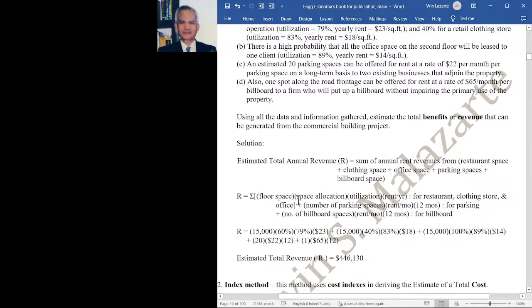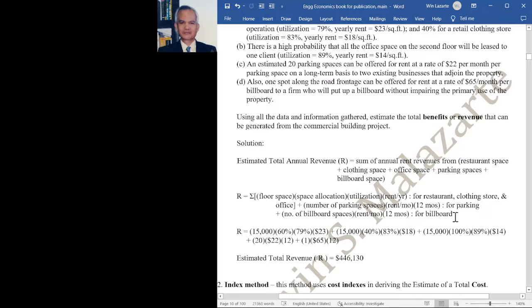It is equal to the rent per year times the utilization times the space allocation times the total floor space. Now for the parking spaces, its formula is the rent per month per parking space times 12 months to get the annual rent revenue, times the number of parking spaces.